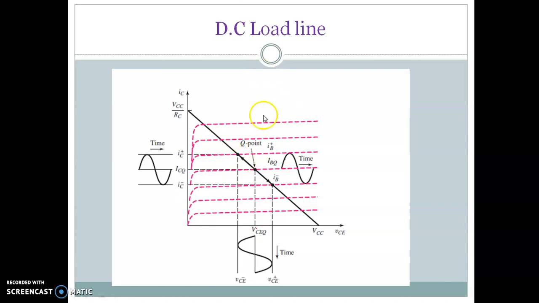In unit 1 we already found the DC load line of the fixed bias circuit, where the maximum current is given as VCC by RC and the VCE voltage is given as VCC. Let me take the operating point which has been established in the active region. We try to place the operating point in the middle of the active region. So this is the Q point, which is because of the DC power supply.